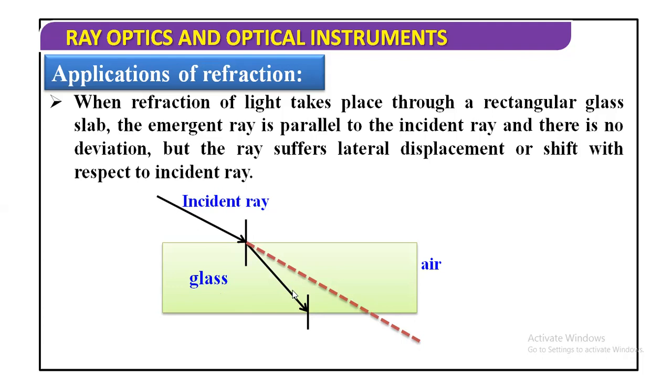Now, when the ray of light comes out from the glass slab, what will happen? This is the emergent ray. The emergent ray will move parallel to the expected path of the ray of light. So both these paths are parallel.